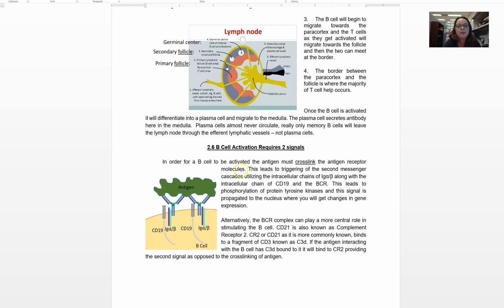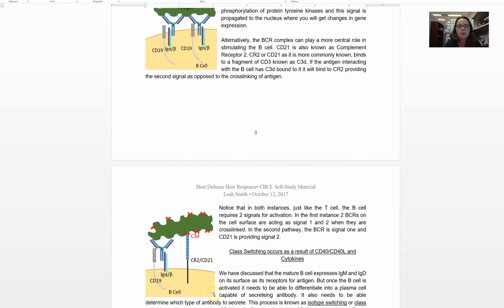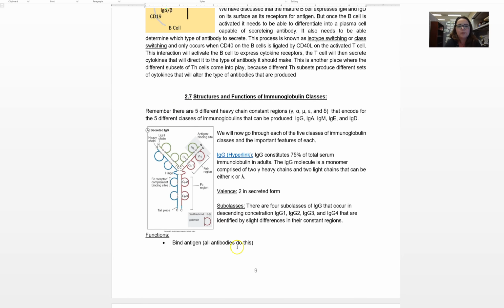Okay, so B cell activation. It requires two signals, and this is going to be the same for T cells. We don't just activate things willy-nilly. We need to really control that. So there's always a 2-step process for activation in the immune system. So here's one example, and then here's another. So I'll let you read through that, but that's important.